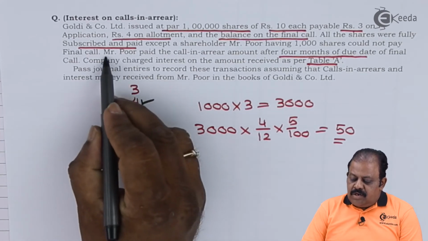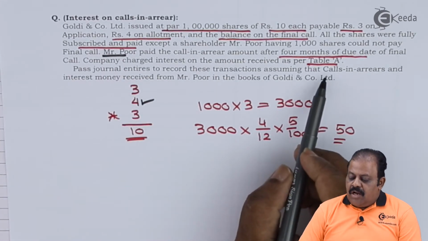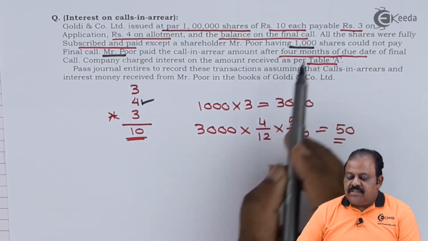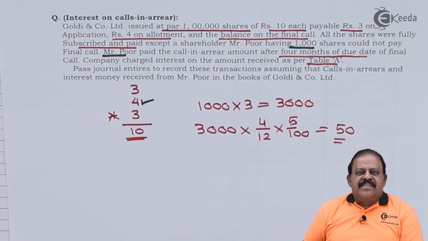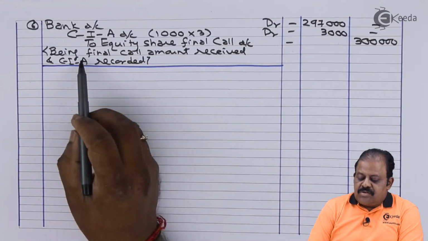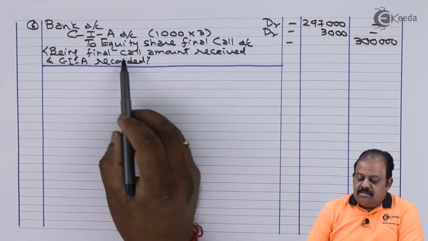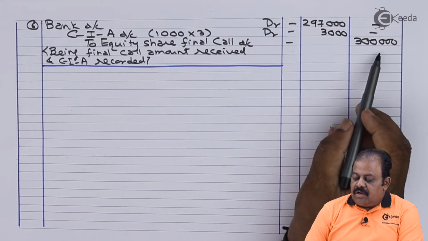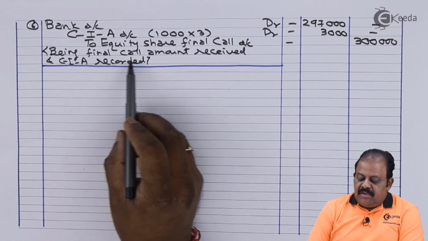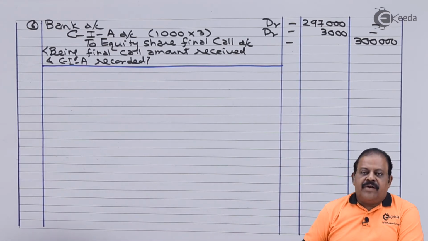One of the shareholders, Mr. Poor, failed to pay the final call amount on his 1,000 shares. All other shareholders have paid the amount. Bank account debit 2,97,000. Calls in arrears account debit 3,000. To equity share final call account 3 lakhs. Being final call amount received and calls in arrears recorded.